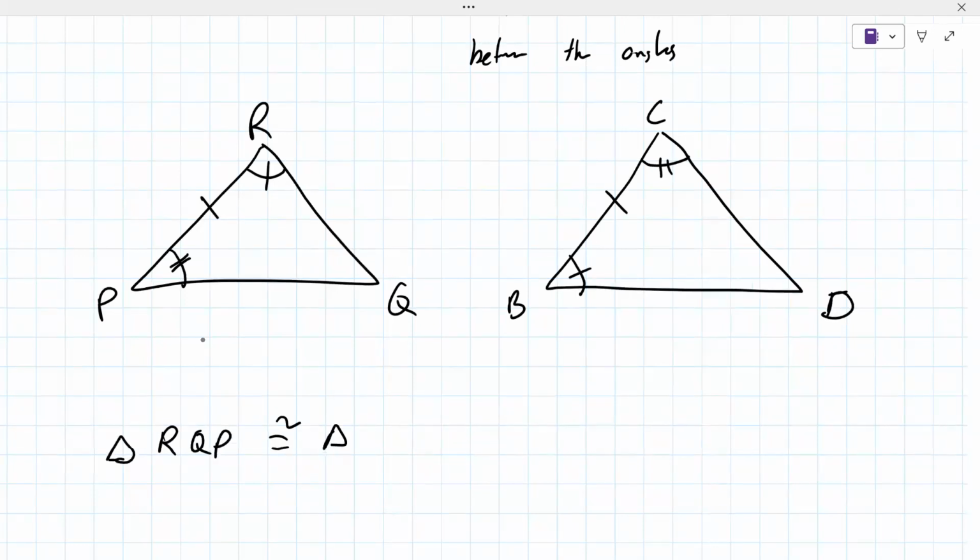You have to figure out which one R corresponds to. R would correspond to C. Or sorry, no, B. Which one does Q correspond to? Q corresponds to D. Okay, agreed. And then the last letter is C.